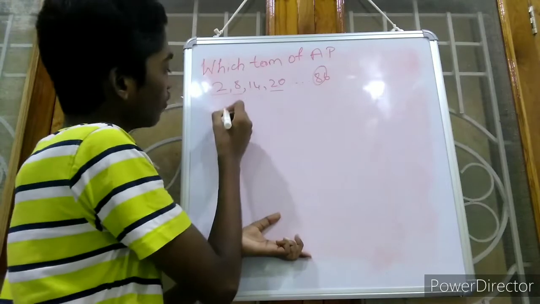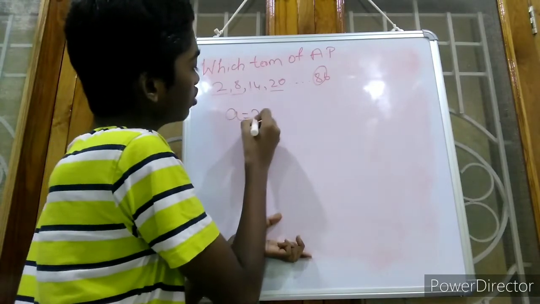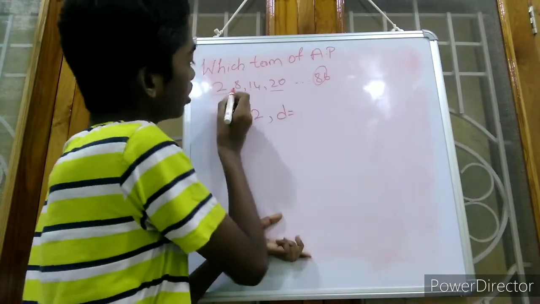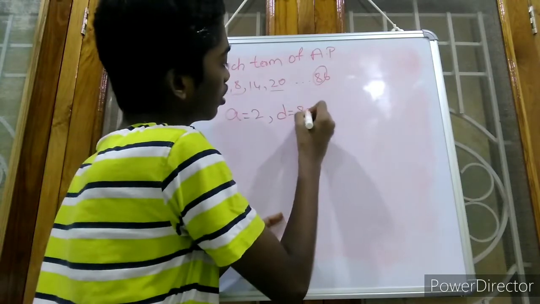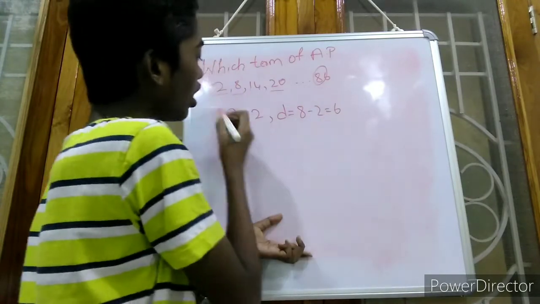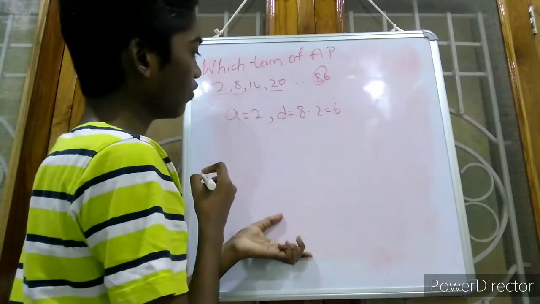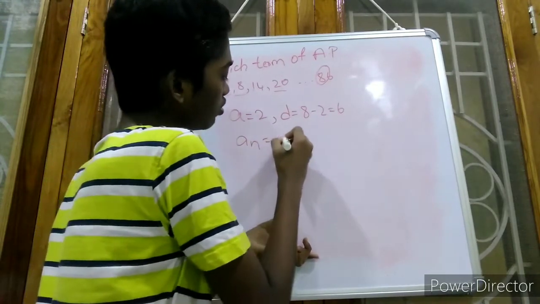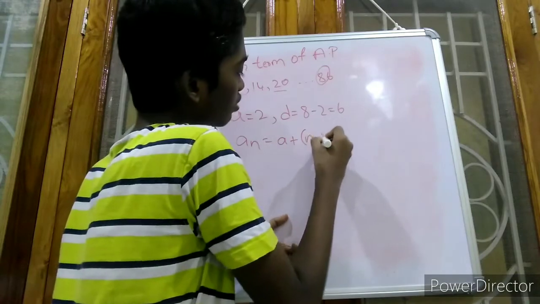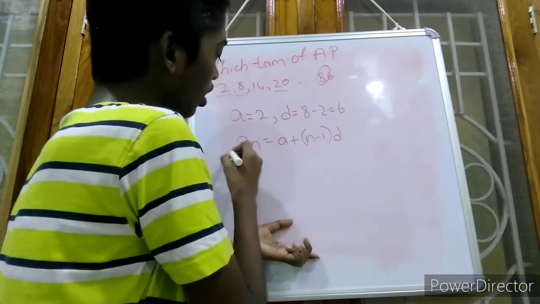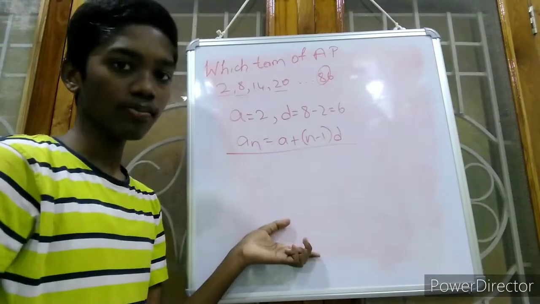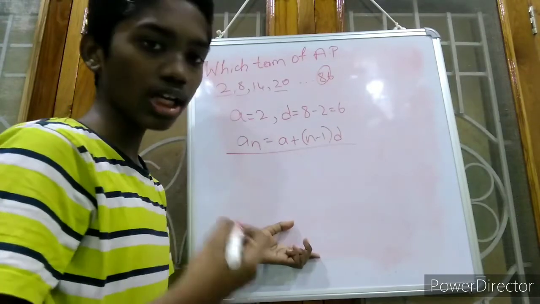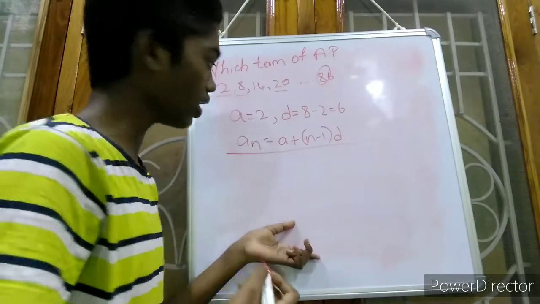Let us find out. We can take first term a is equal to 2 and common difference d is equal to 8 minus 2 is equal to 6. We got the first term and common difference. Now we need to take the formula: a_n is equal to a plus (n minus 1) d. So friends, you need to remember this formula. This formula will be used for all types of problems in the progressions chapter.